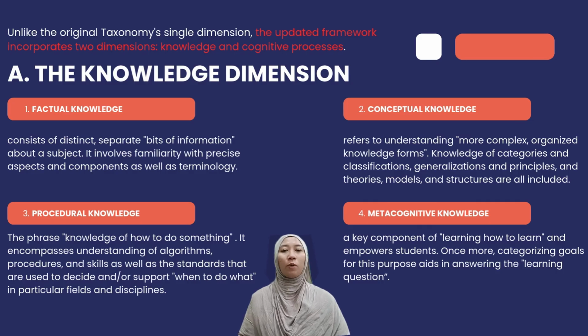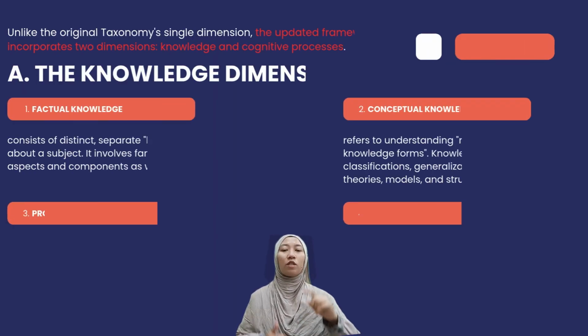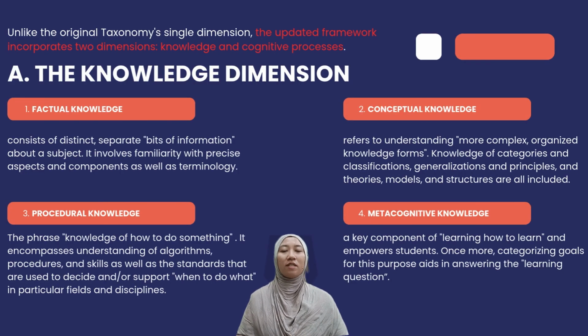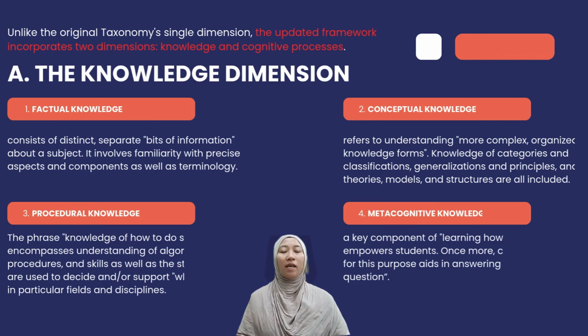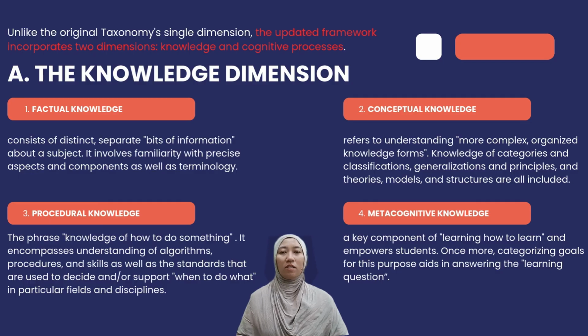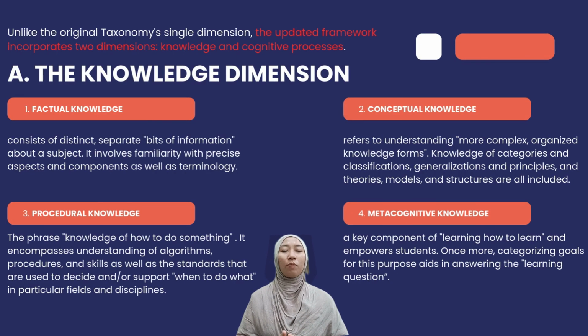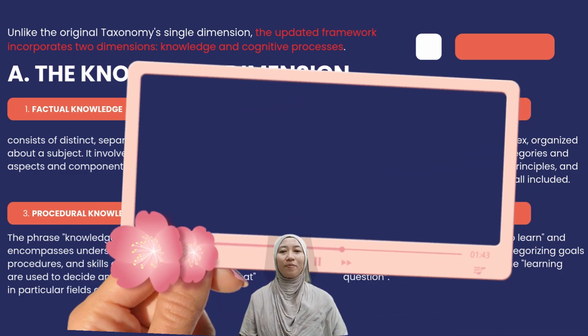Based on the revised Bloom's taxonomy, there are two dimensions, the knowledge dimension and the cognitive process dimension. Now, let's see the knowledge dimension. Based on the revised Bloom's taxonomy, there are four knowledge dimensions. The first one, factual knowledge. The second one, conceptual knowledge. The third one, procedural knowledge. And the last one, metacognitive knowledge.